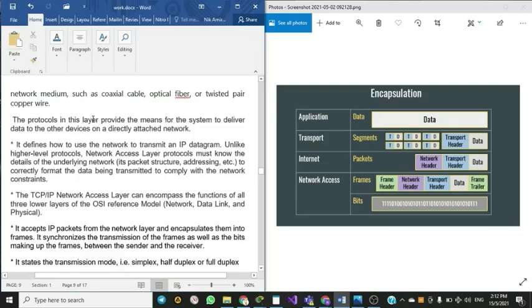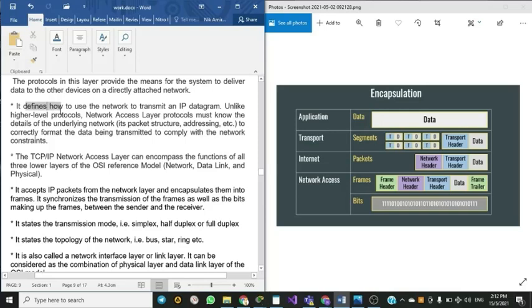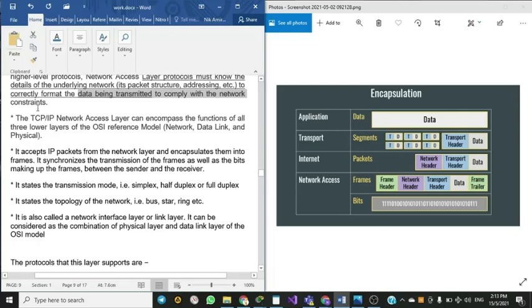The protocols in this layer provide the means for the system to deliver data to the other devices on a directly attached network. It defines how the network transmits an IP datagram. Unlike higher-level protocols, the network access layer must know the details of the underlying network, if it is packet or addressing structure, etc., and be able to correctly format the data and transfer it to the network constraint.